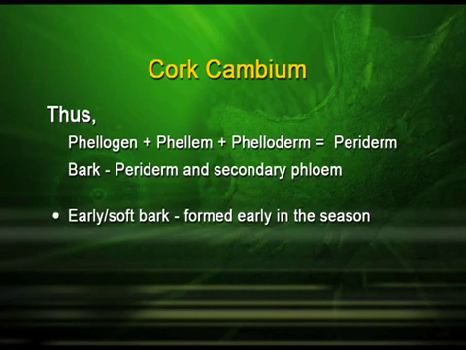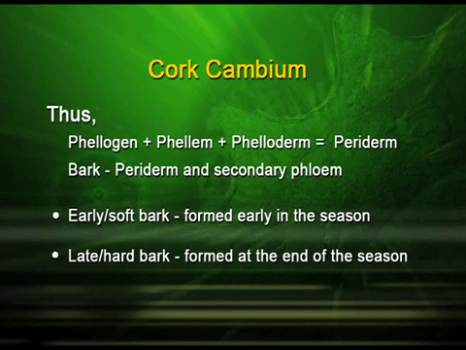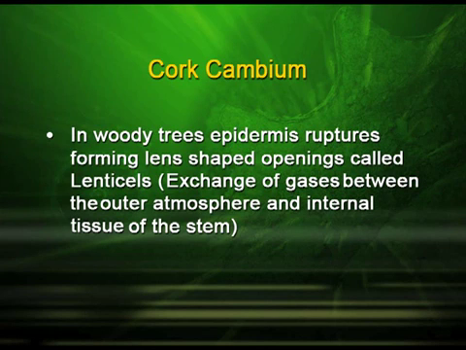The bark may be early or soft bark, which is formed early in the season. It may be late or hard bark when it is formed at the end of the season. In woody trees, the epidermis ruptures, forming lens-shaped openings called lenticels, which are responsible for the exchange of gases between the outer atmosphere and the internal tissue of the stem.